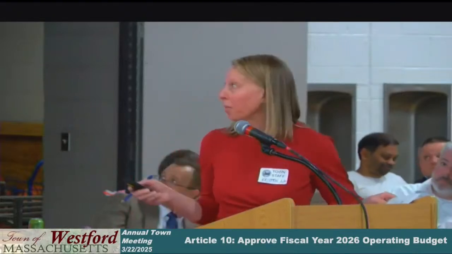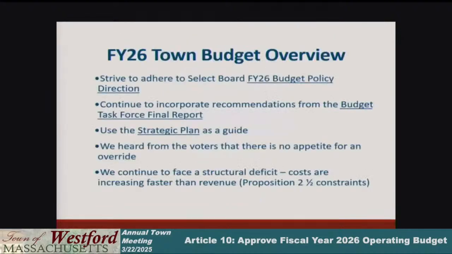And let me see if I can use the clicker properly. Great, thank you. So the first part of the presentation will be the fiscal 26 town budget overview. We're striving to adhere to the Select Board fiscal 26 budget policy direction. We continue to incorporate recommendations from the Budget Task Force and their final report, which we're using as our new strategic plan as a guide. If you haven't picked up a copy, it's in the back. We're very proud of that document approved by the select board. I thank them for their support. We've certainly heard from our voters that there is no appetite for an override. However, we continue to face structural deficits and our costs are increasing faster than our revenue constrained under Proposition 2.5.